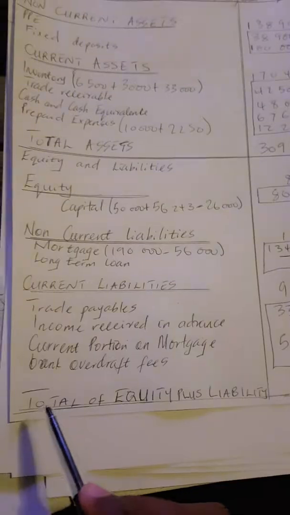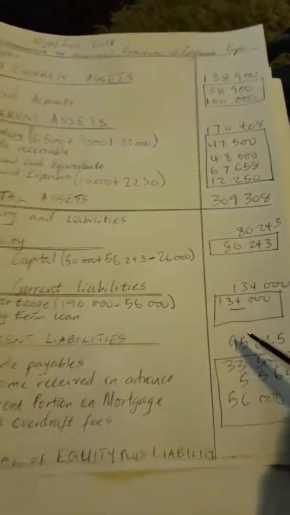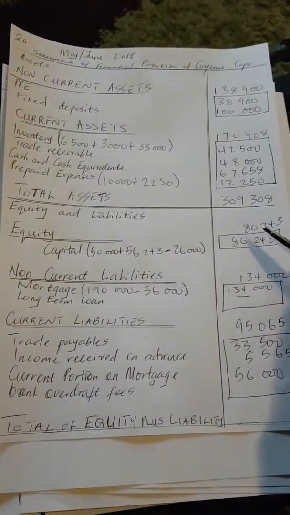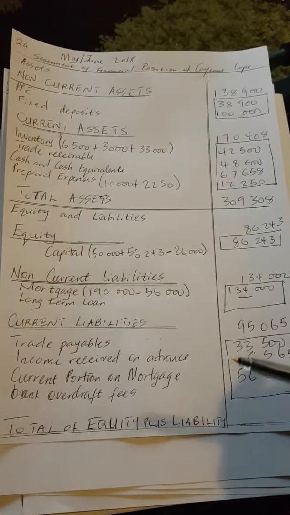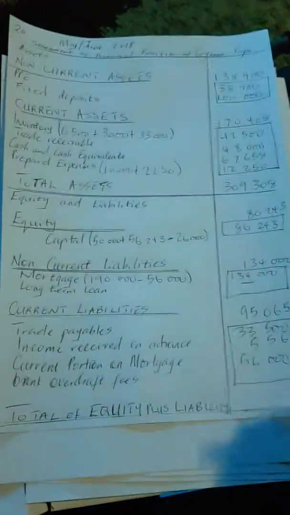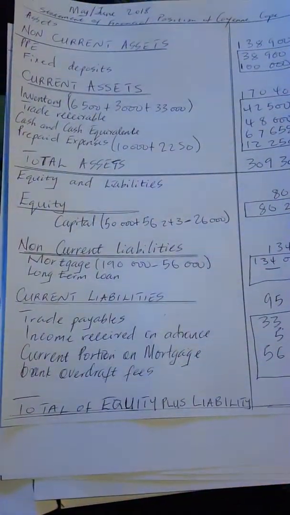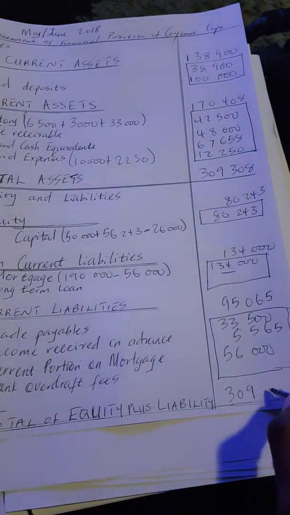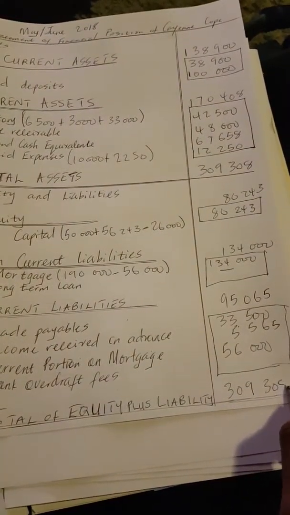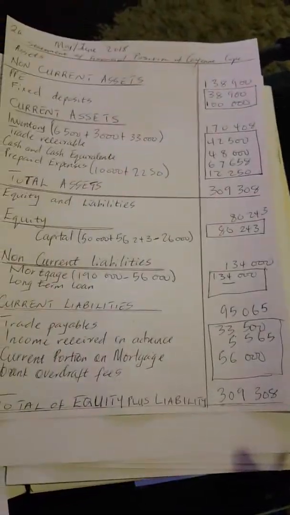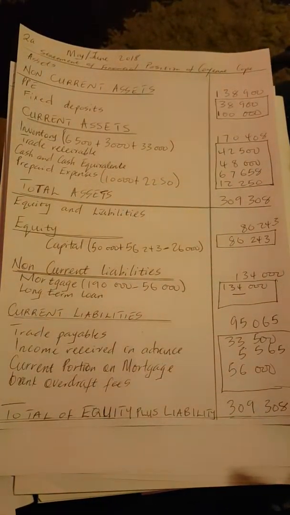And then, what is the total of equity plus liabilities? You'll say current liabilities plus non-current liabilities plus equity. You see how it operates? Current liabilities plus non-current liabilities plus equity. How much will you get? You'll get 309,308. If it balances, it means you are definitely correct. So this is how you do everything.